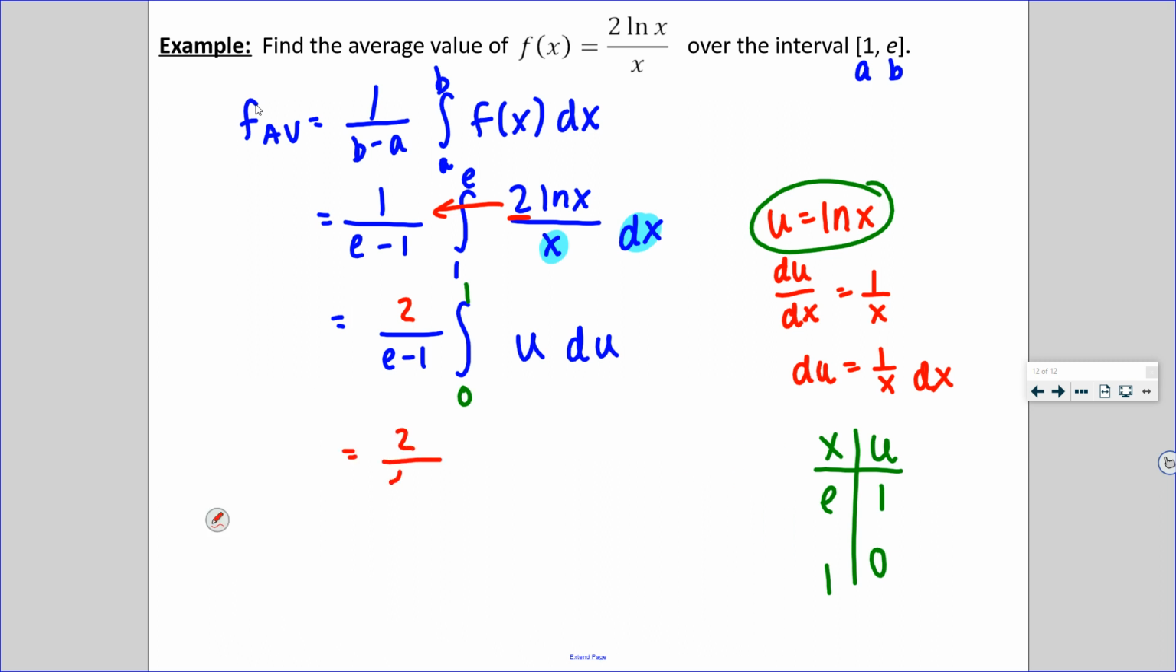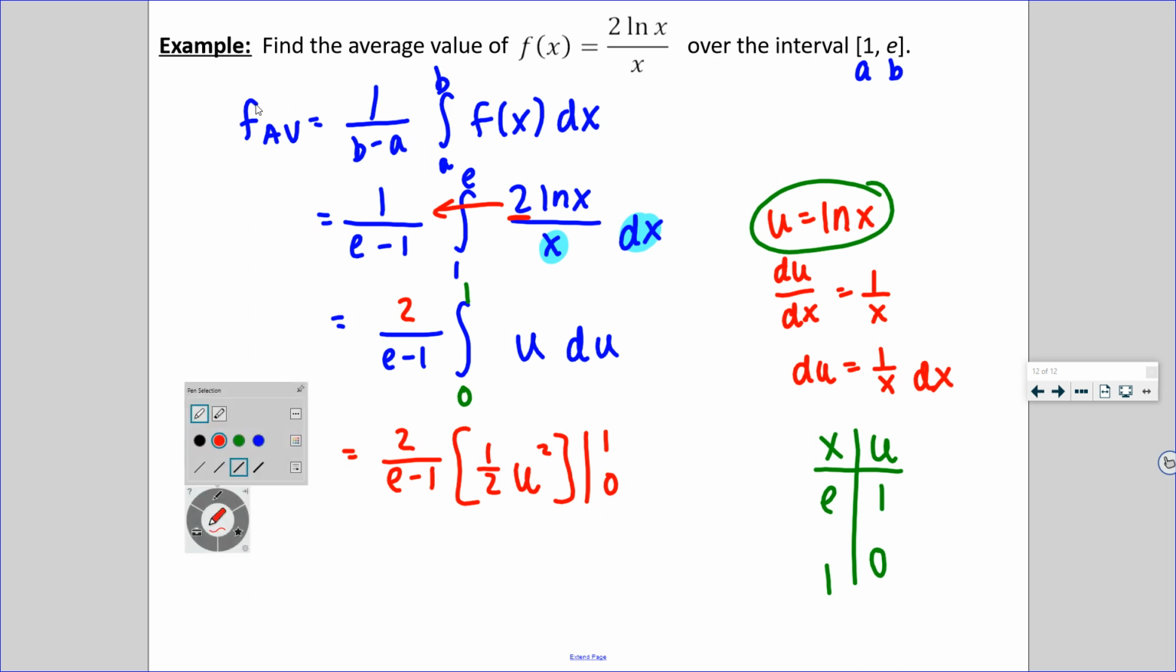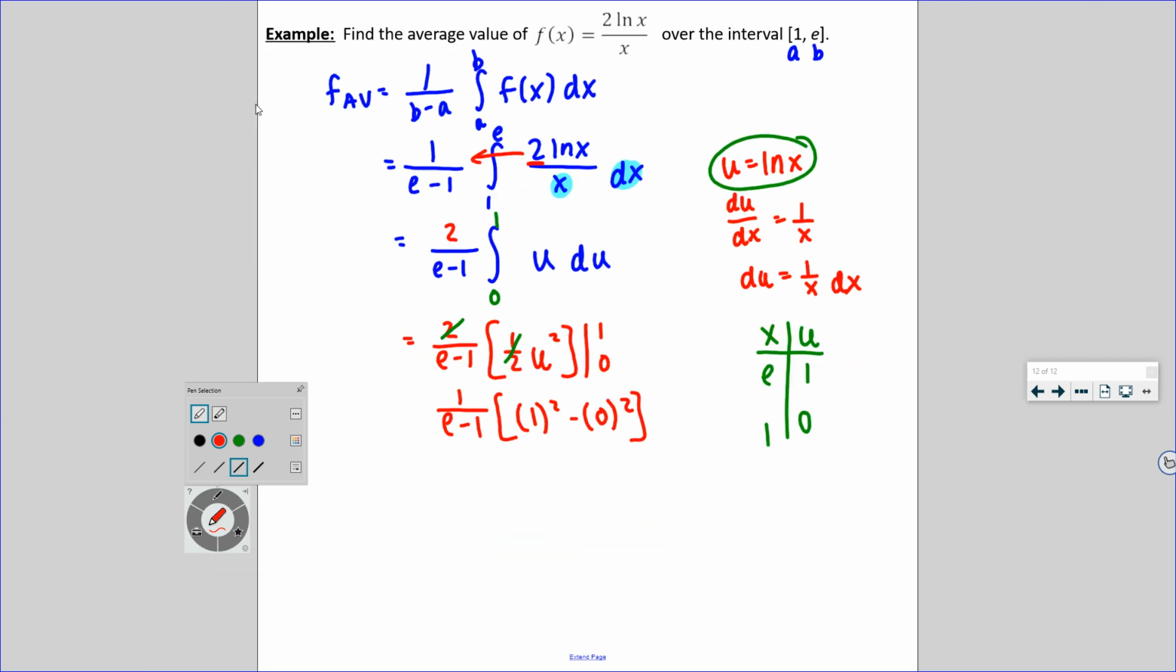Okay. Anti-derive. 1/2 u squared. Plugging in 1, plugging in 0. Here's another thing we can do to make this easier. 2 and 1/2. So you'll just have 1 over e minus 1 times 1 squared minus 0 squared gives us 1 over e minus 1. I think that's the right answer. Yes, it is. We did it.